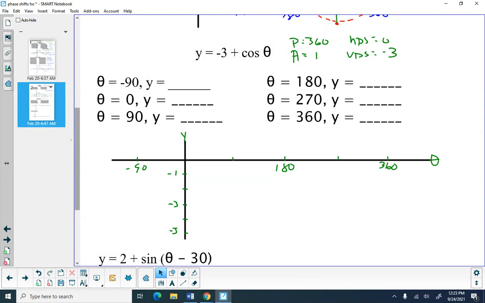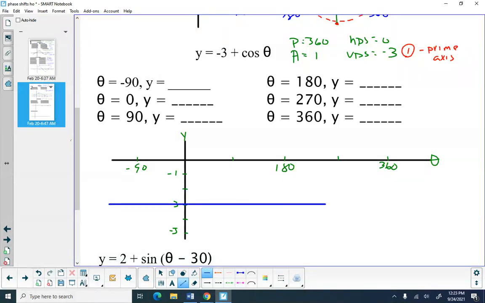The first thing that we want to draw in our graph is we look at our vertical phase shift. At -3, this tells us where to draw the prime axis. So at the value of -3, I'm going to draw in a theta prime axis. This is an axis that we will go up above or down below. We will oscillate about this. Our amplitude will be 1 from this prime axis up or prime axis down.